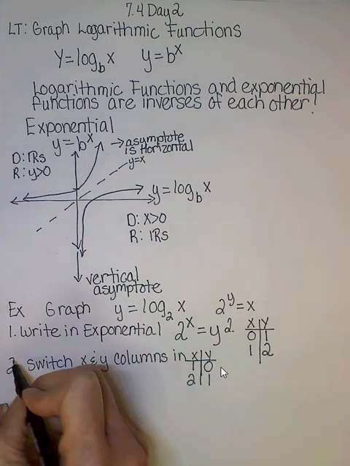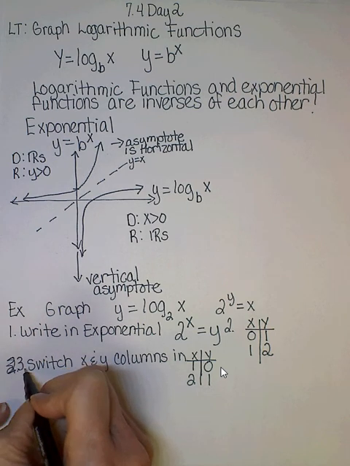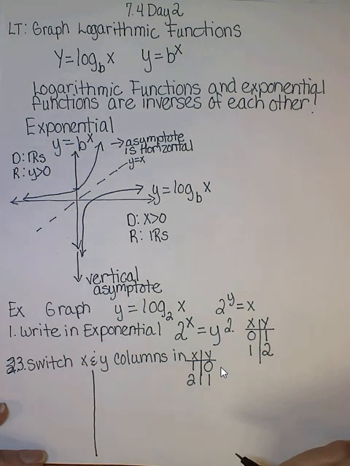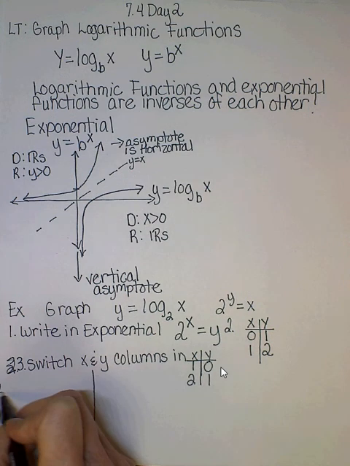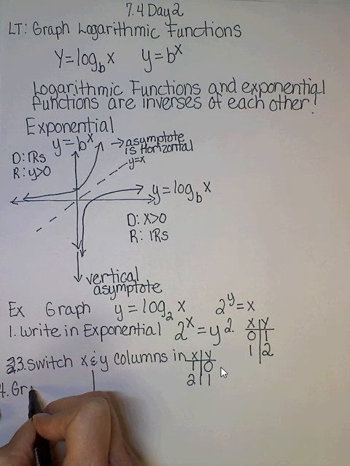So this is supposed to be step 3. Switch x and y in your input-output table. And then step 4, graph these points.